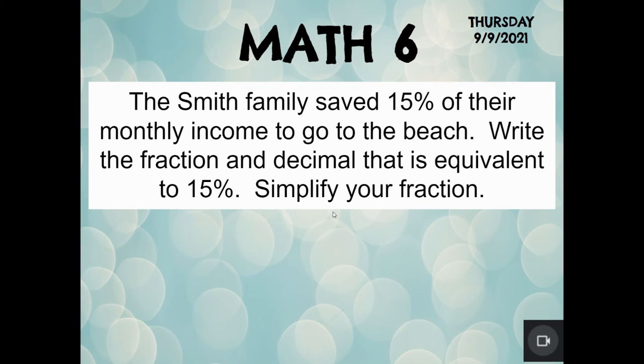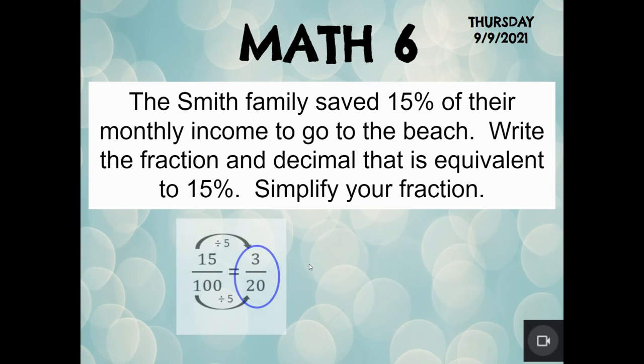All problems in real life are word problems. The Smith family saved 15% of their monthly income to go to the beach. Write the fraction and decimal that is equivalent to 15%. Simplify your fraction. Okay, here we get 15% means 15 over 100. To get it in lowest terms, like it asked us to, we divided the top by 5 and we divided the bottom by 5. Whenever you multiply or divide by the same number, the fraction is equivalent. This is an equivalent fraction that is the simplest you can make, in that you cannot divide anything else out of both of these numbers the same and get a whole number.